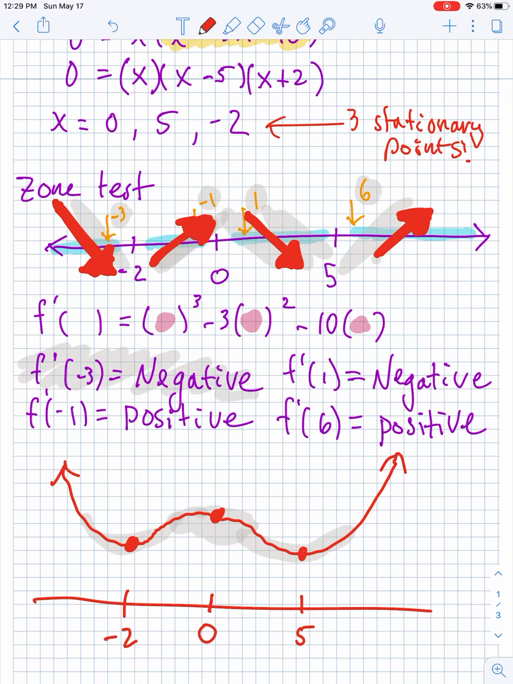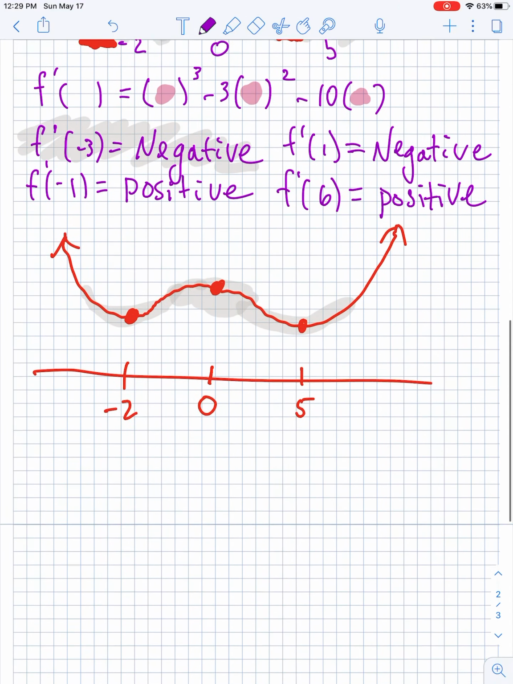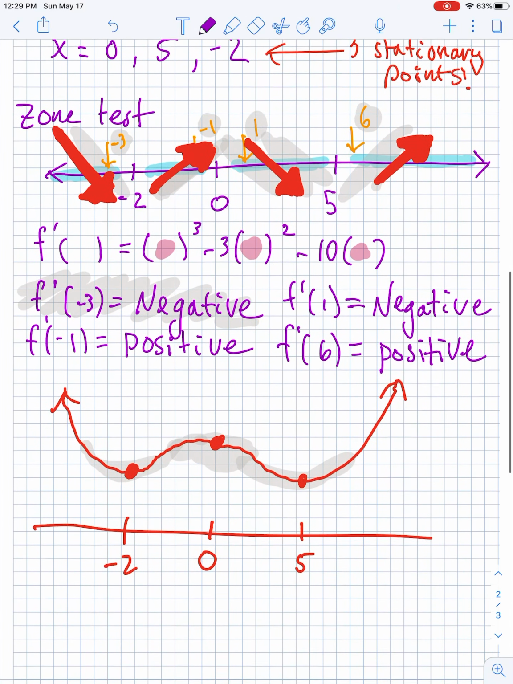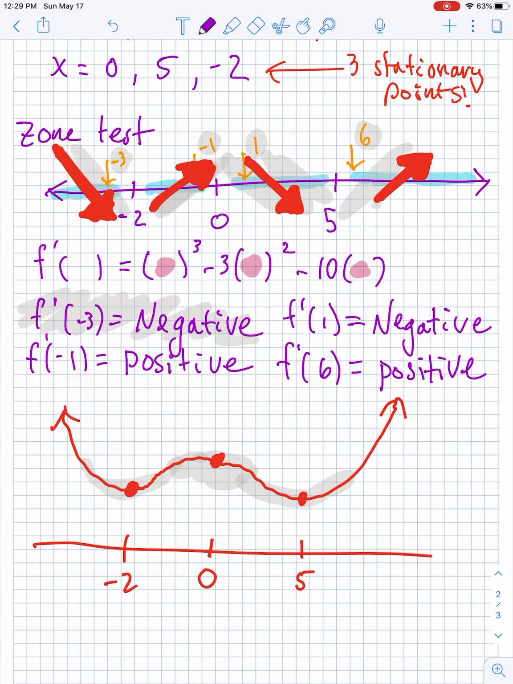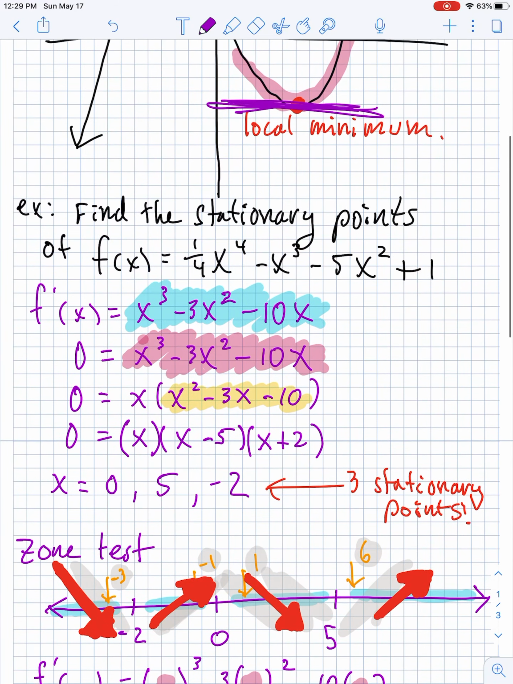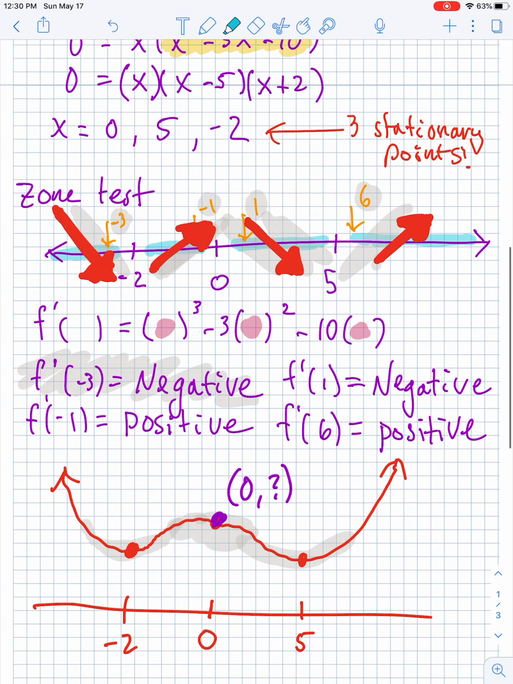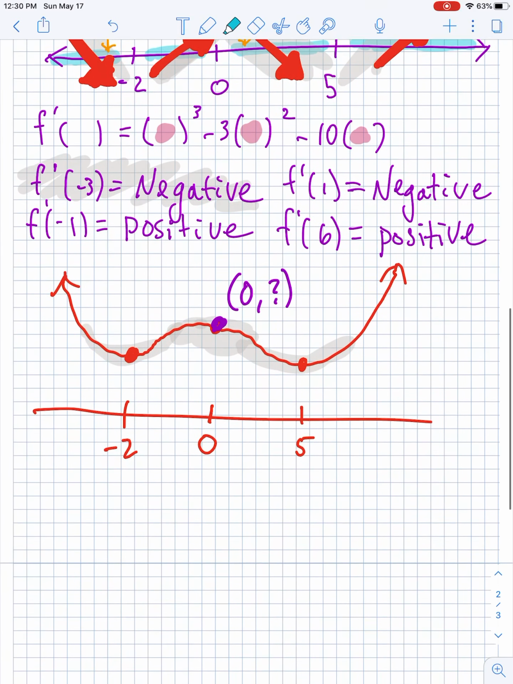So your final answer, like what you would report out to me, down the road, I think we're going to find the actual coordinates of these things. So like right now, I know that this point is 0, something. You could actually figure out what the y-coordinate is by plugging it back into the OG equation. Like this guy right here, you could plug a 0 in and figure out what the y-coordinate is. But I think that's coming down the road. So we're just going to leave it as just the x values for now.